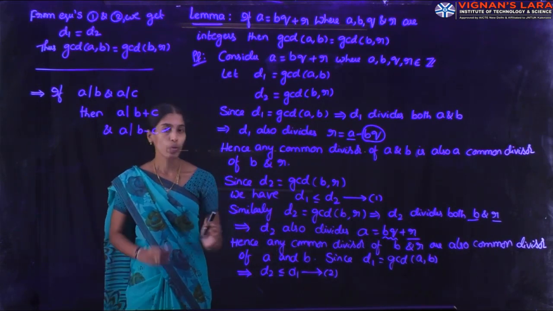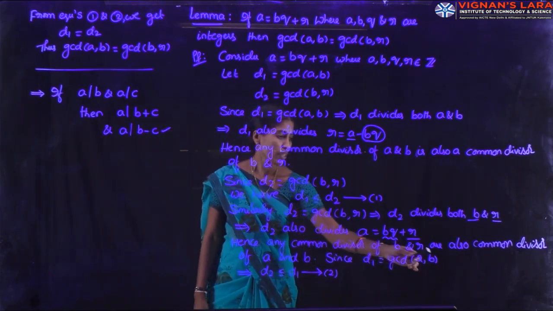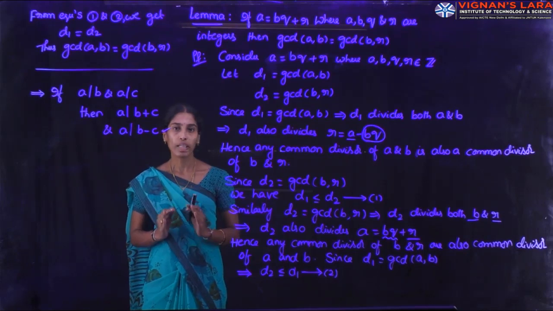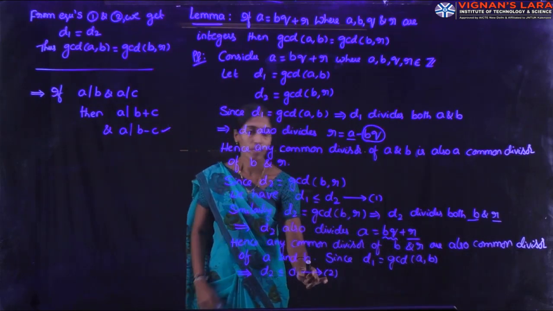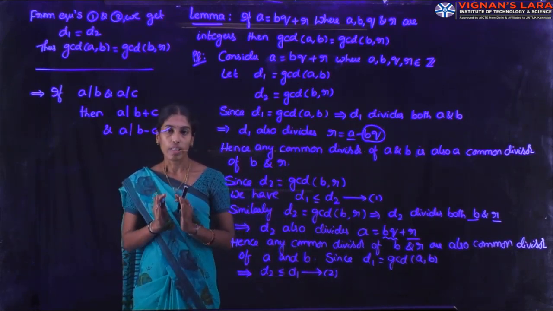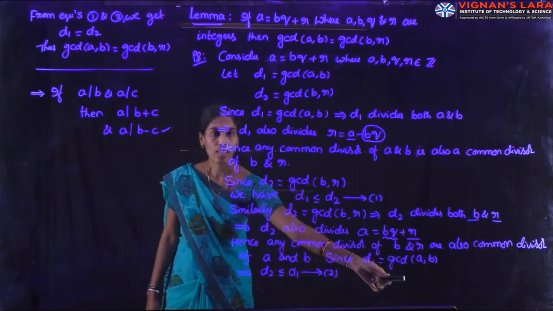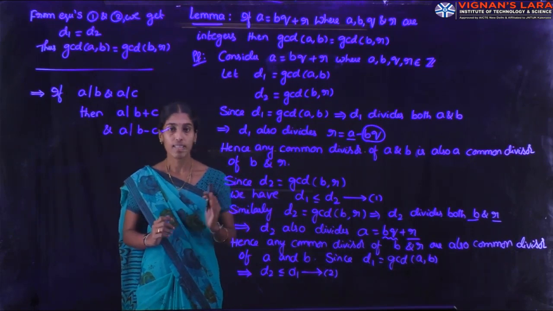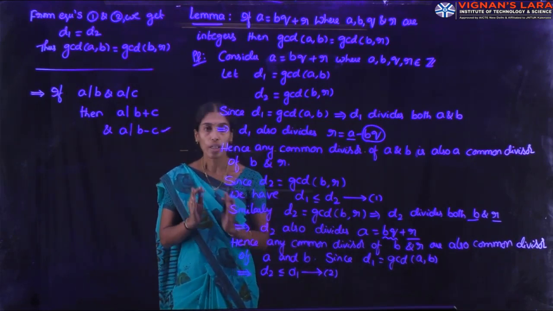Now we start here, D2 is the common divisor of B comma R, but here we get D2 is the common divisor of both A and B, right? So any common divisor of B comma R is also a common divisor of A and B. But what is the greatest common divisor of A and B? It is D1. D1 is the GCD, whereas D2 is only a common divisor.